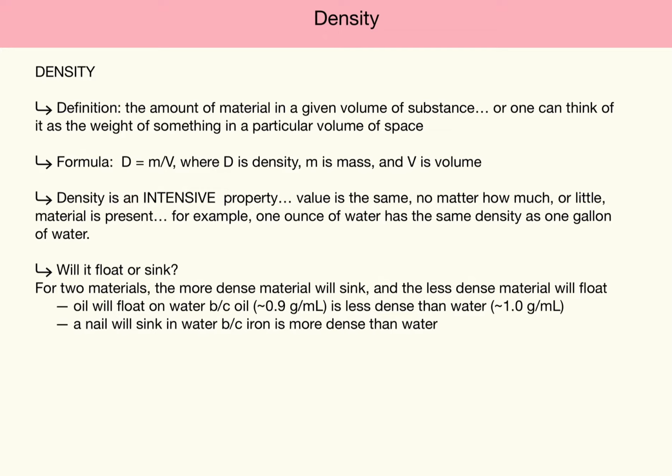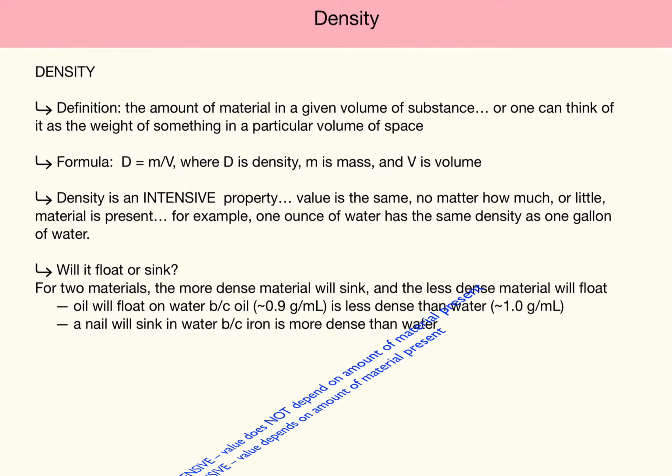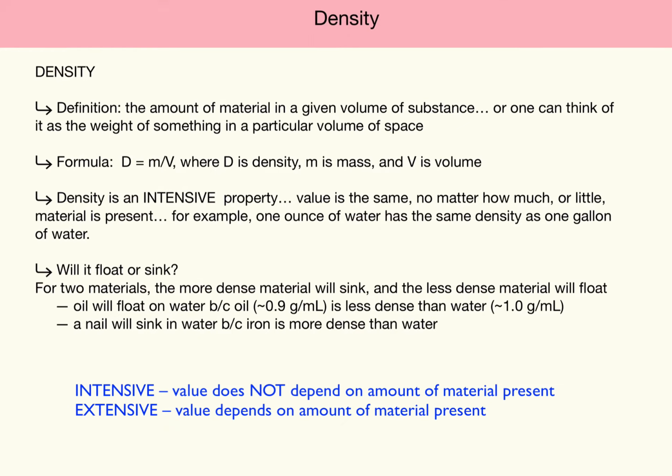Density is an intensive property, meaning the value stays the same no matter how much material is present. For example, 1 ounce of water has exactly the same density as 1 gallon of water. Now that's opposed to an extensive property such as mass. 1 ounce of water weighs much less than 1 gallon of water. The value changes with the amount. So mass is an extensive property and density is an intensive property.